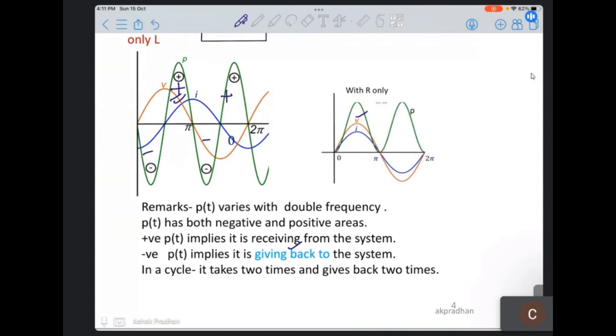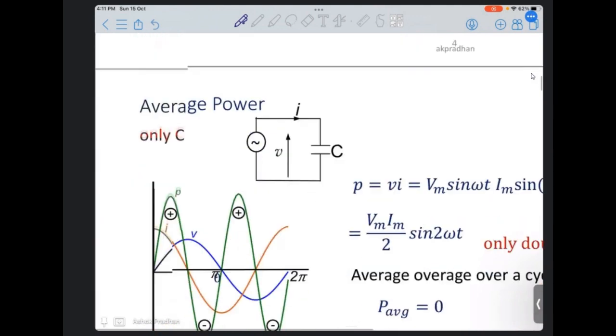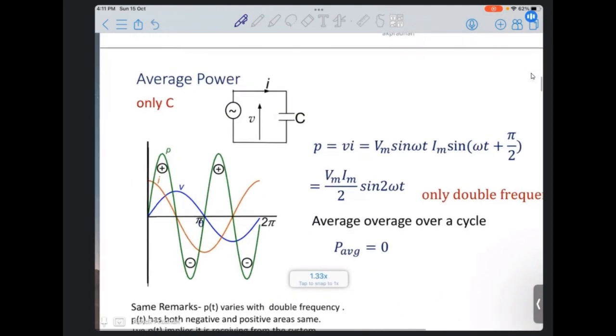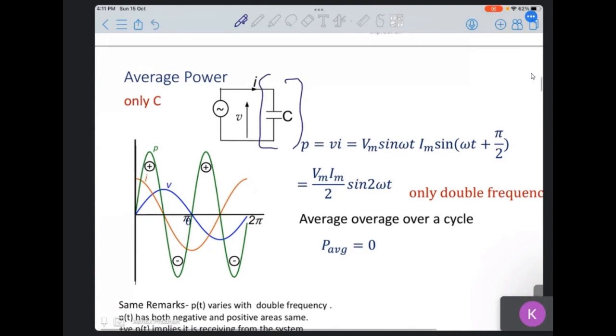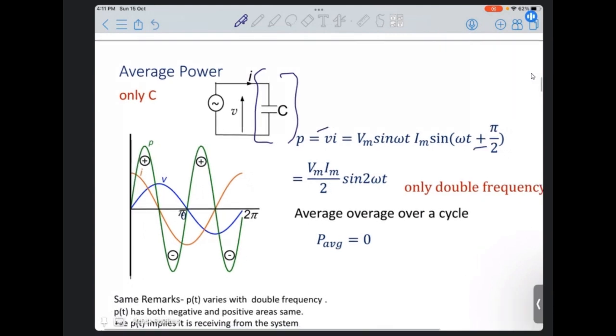From this symmetry, we can say that whatever it takes in the positive, it also gives the same amount. That's the reason the average value happens to be 0, so there is no watt power or average power. By a similar argument, when the capacitor is the load, we have the same p equals v i, but with plus pi by 2, and this also is a double frequency power. So the average power is 0.